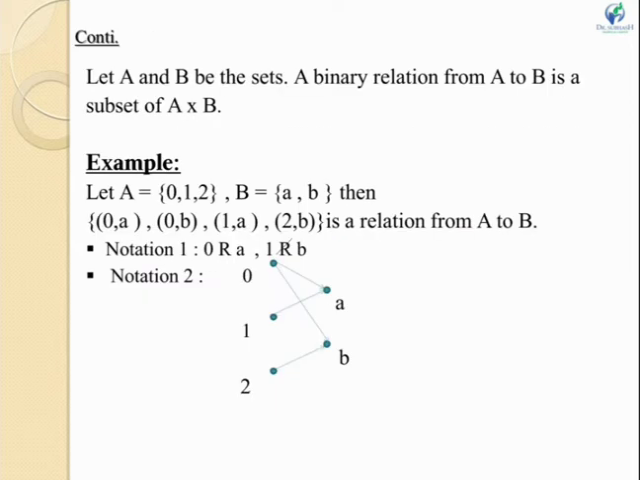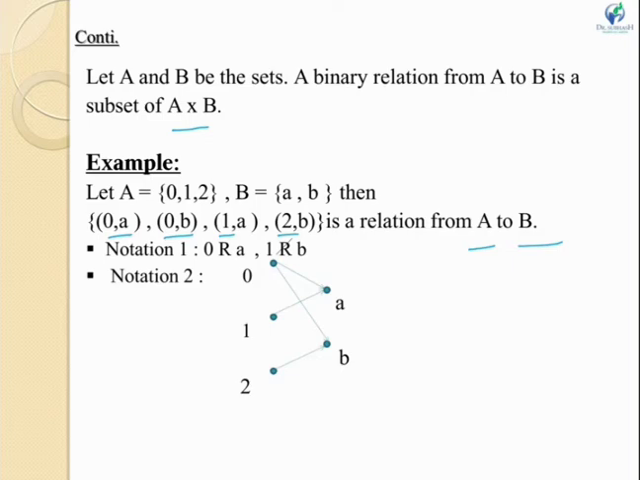Or you can say, let A and B be sets. A binary relation from A to B is a subset of A cross B. For example, if I consider a set A equal to {0, 1, 2} and B equal to {a, b}, then I define a relation such that (0,a), (0,b), (1,a) and (2,b), that is the relation from set A to set B. Here we can see that the first elements are from set A and the second elements are from set B.